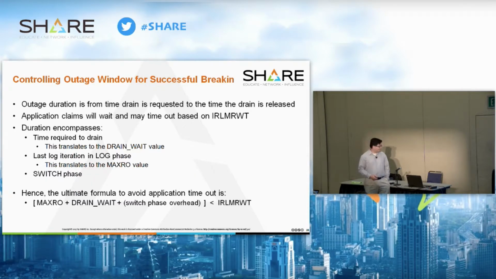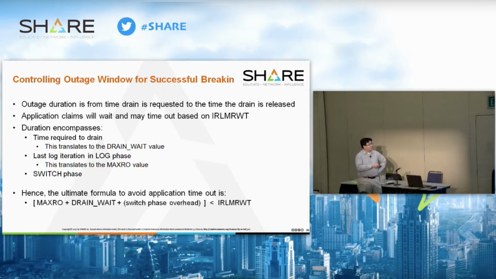Okay, so outage. Yes, probably every month or so, I'll get a PMR saying that my reorg job timed out on retry, or my application timed out because the reorg is holding the drain for too long. In order for us to complete a switch, we have to drain all the objects, both the readers and the writers, so that we can switch data sets, update the catalog and directory, and then finish the reorganization. Now the key is how to break in.